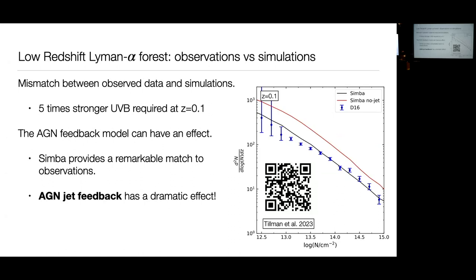I'm shamelessly plugging my paper here. This should be updated soon. It was accepted yesterday, so it's still not updated.